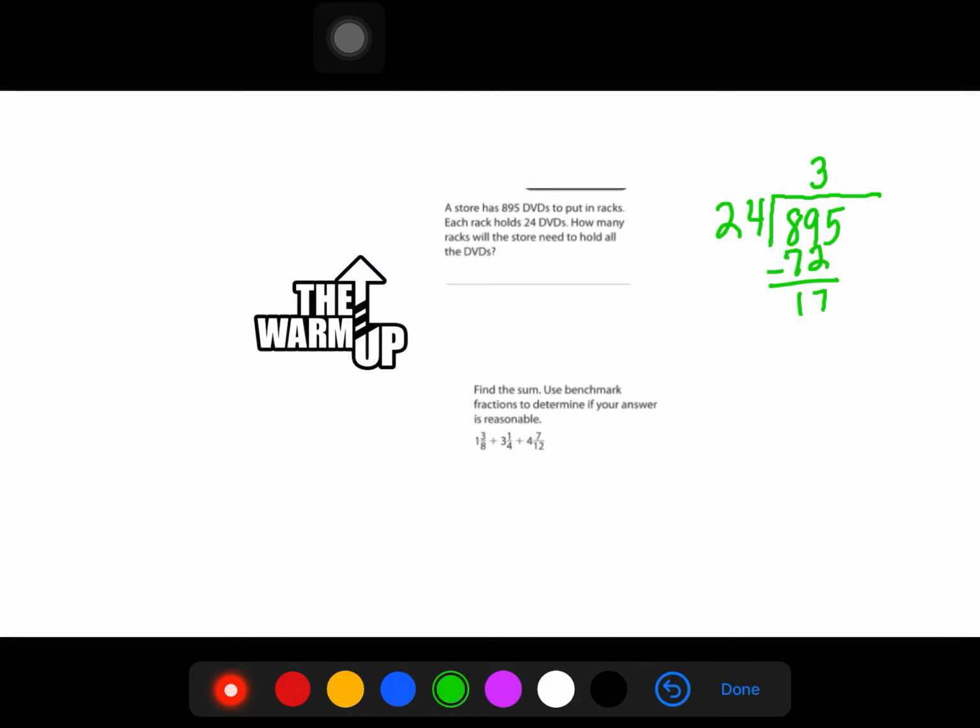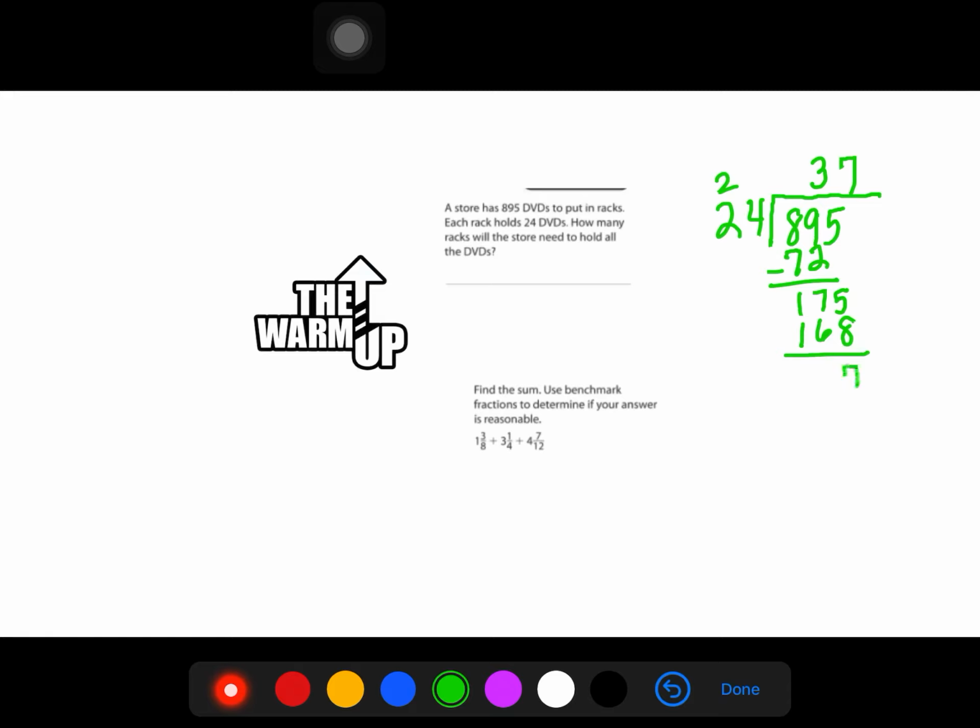I subtract the difference here. I have 175, which is 7 times. That's 2, 14. That's what I was saying. I don't even need to finish this problem. I know that I have 37, but I have 7 DVDs left, so that's why I have to round it up, and it's 38 shelves.